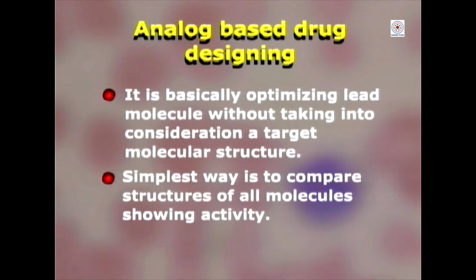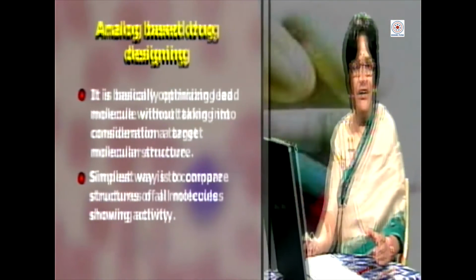You calculate some chemical parameters and overlap these structures on one another. Then you try to find out some essential common features like presence of aromatic ring, charge positive centers, charge negative centers. Then use this information as a template to search for the database and then get the drug candidate.